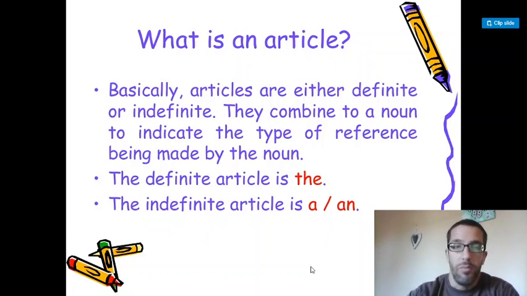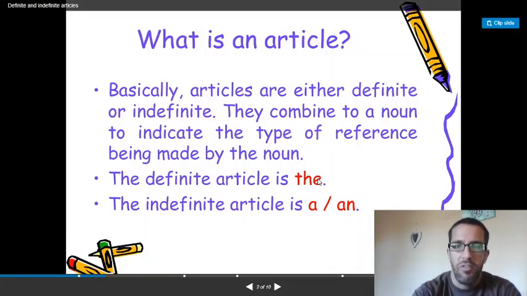What is an article? Basically, articles are either definite or indefinite, and they combine with a noun to indicate the type of reference being made by the noun. Now that sounds really complicated. What does that mean, Mr. Van Straaten? Really what it comes down to, and the most important thing that you need to remember, is that you get a definite article and an indefinite article.